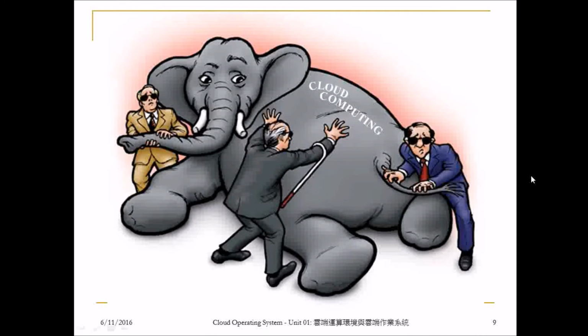So, it is similar to the blind men feeling an elephant. You can describe cloud computing by any definition. People cannot easily describe the cloud service and cloud computing because any service can be established by the cloud corresponding to the requirements from different users.